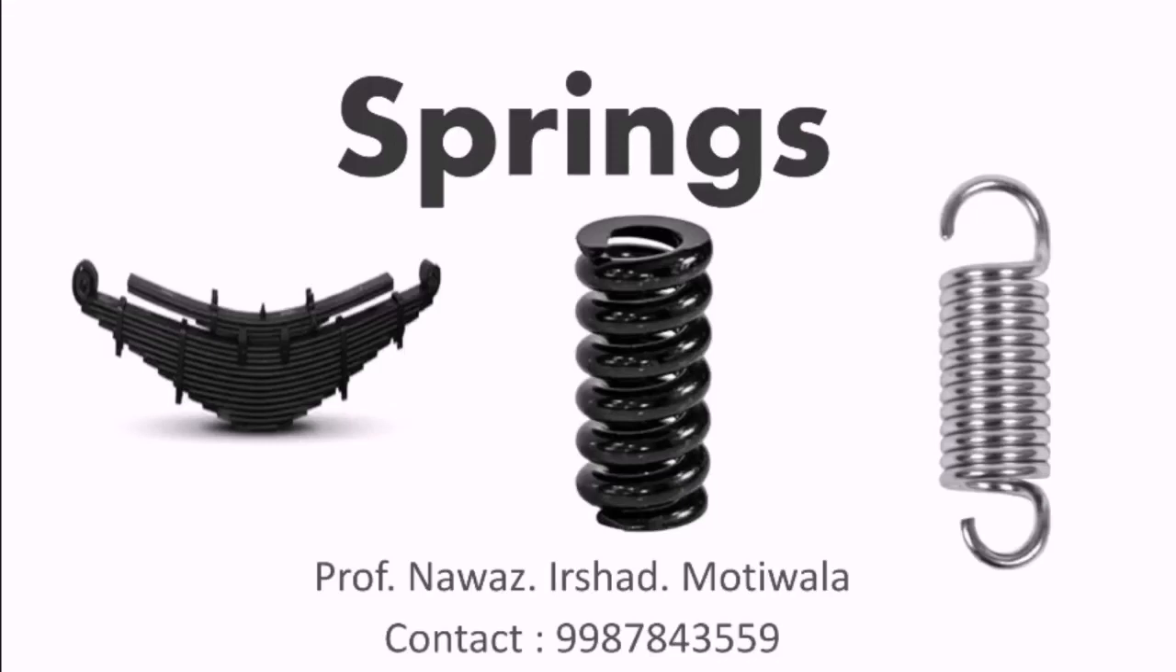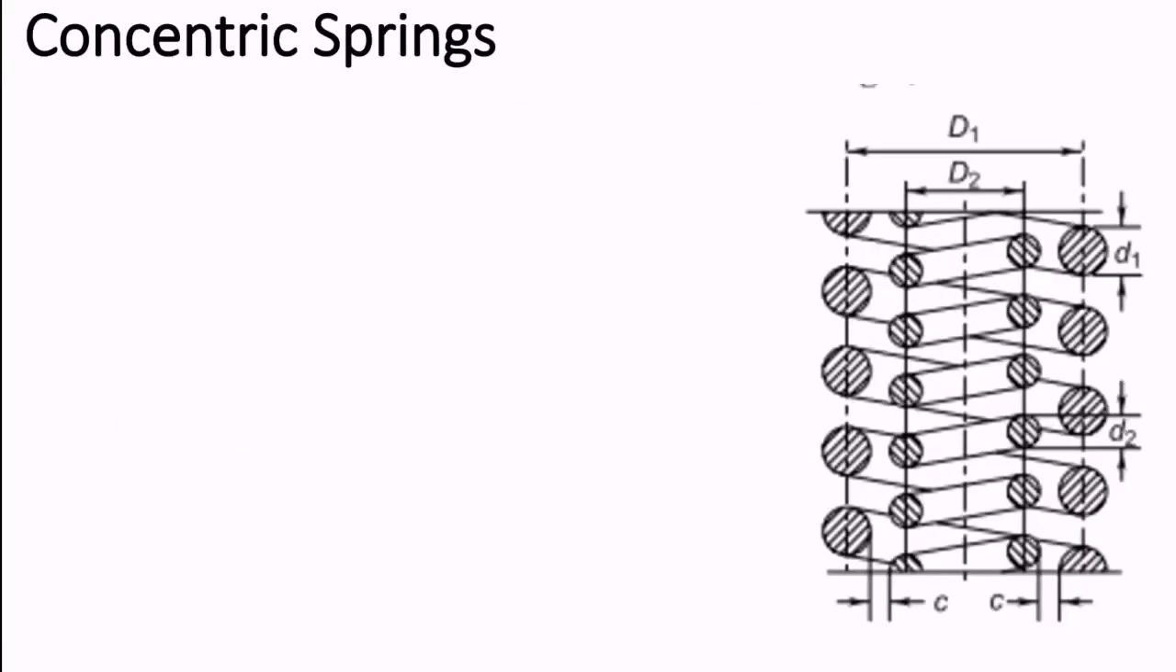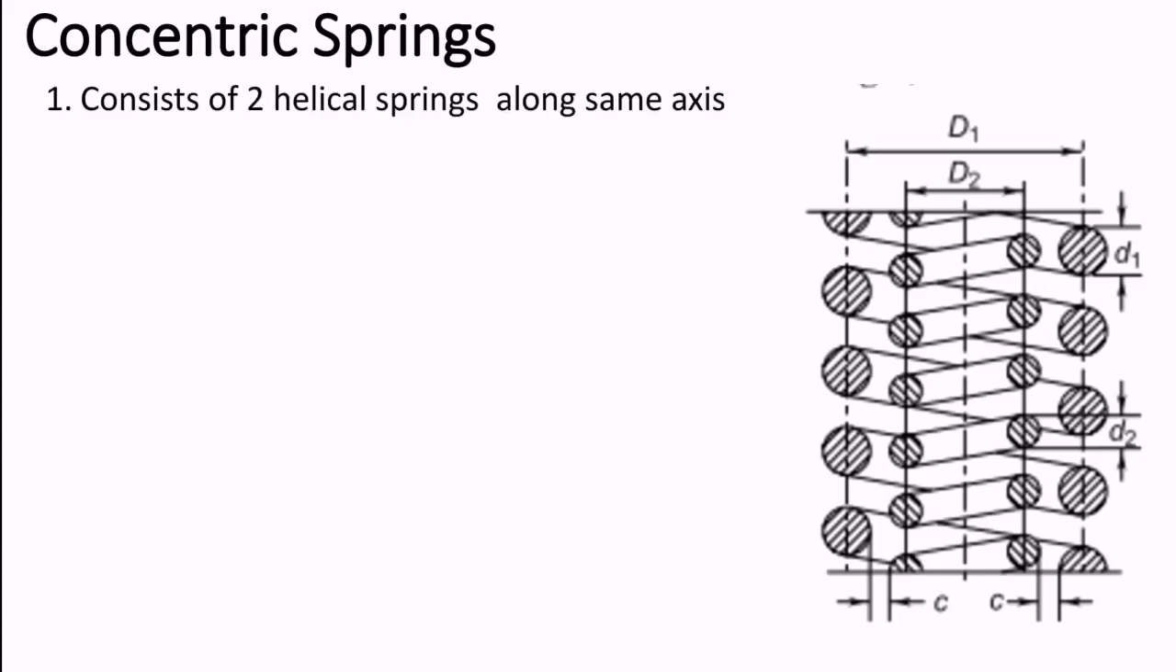Welcome students. In today's class we will learn about concentric springs. A concentric spring consists of two helical compression springs, one inside the other, having the same axis as shown in the figure. Concentric springs are also called nested springs.